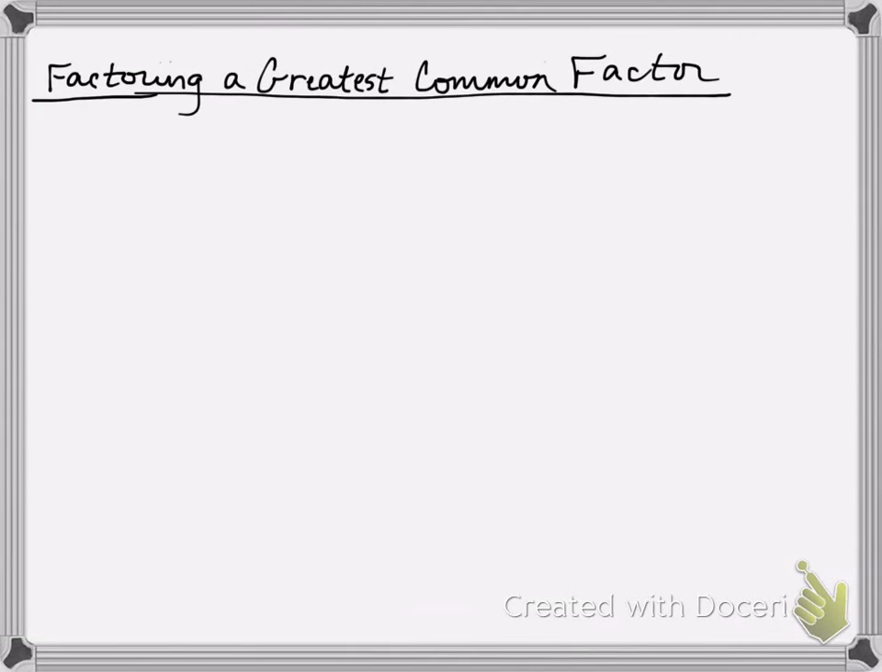In this section, we're factoring out what's called a greatest common factor. I'm going to call this GCF for short. Greatest common factor is basically the biggest thing that will divide into each term of a polynomial. And we'll just jump in and get started.